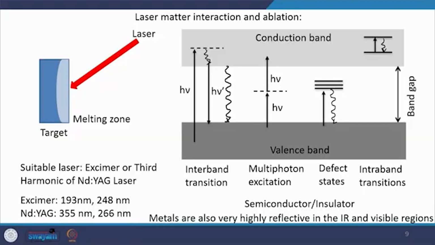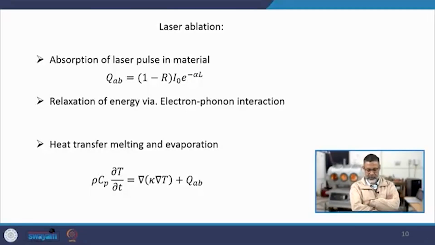Now we will discuss all these processes step by step. Initially I will discuss laser ablation, then the formation of the plasma, the ejection of the plasma from the material, and the expansion of the plasma. The first process is the absorption of the laser light by the material, and the amount of absorption.